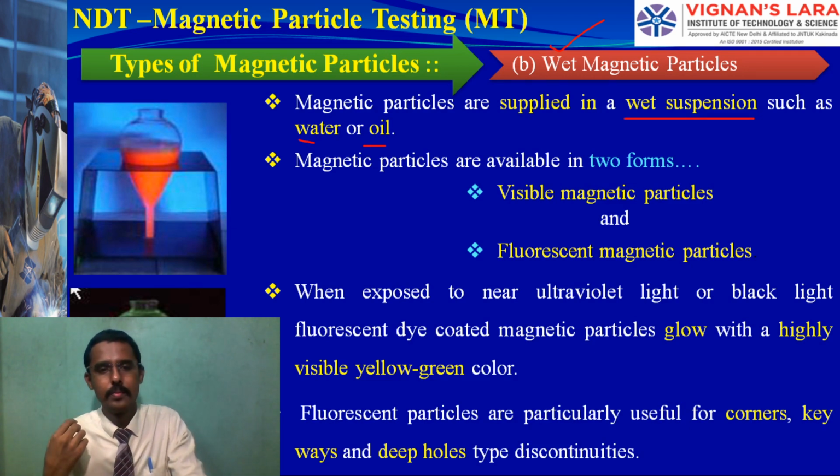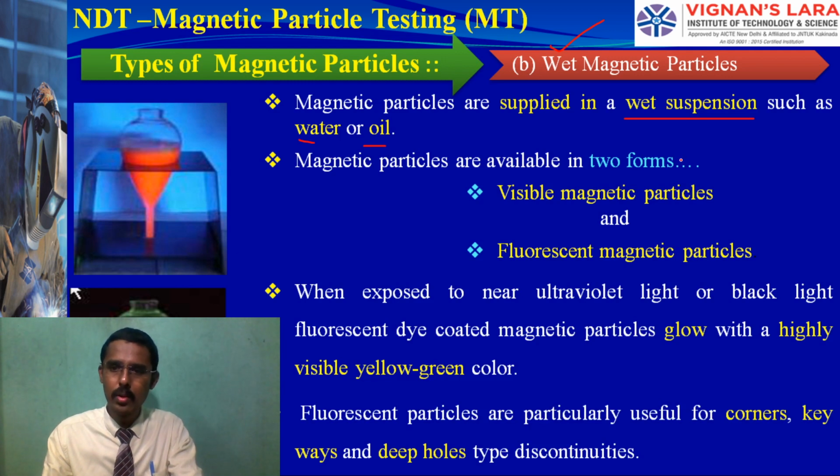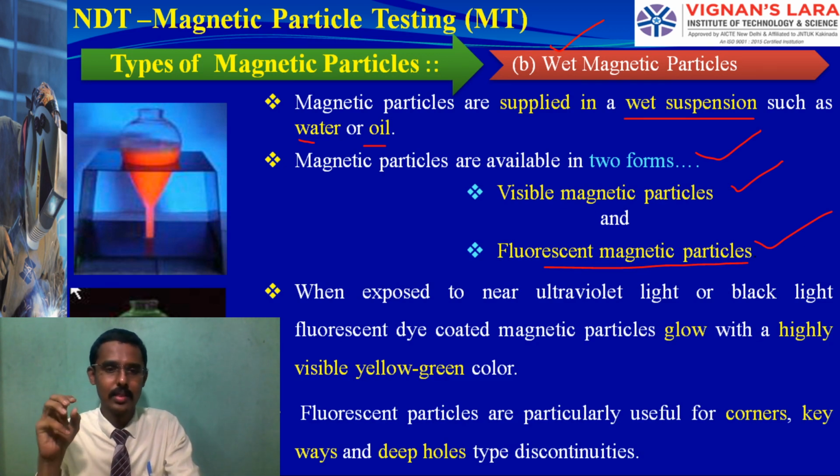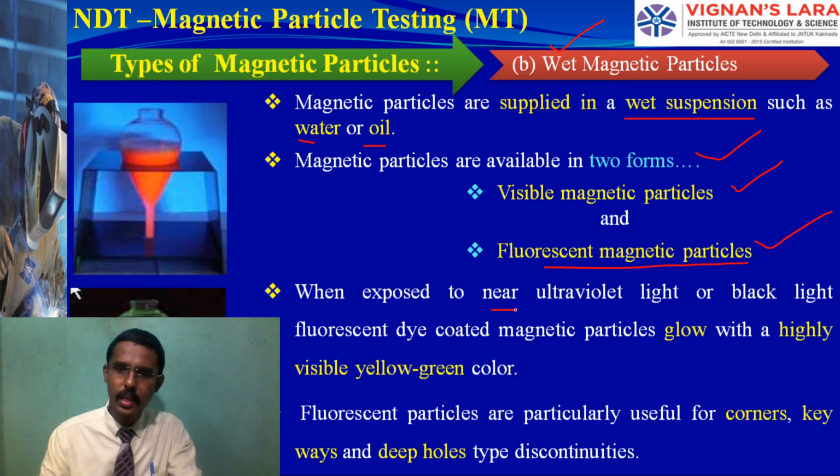Magnetic particles are available in two forms: the normal visible magnetic particles, or the fluorescent magnetic particles. The fluorescent magnetic particles can be inspected through black light, which is UV light. They use that to identify fluorescence, and a green color will be visible. When exposed to near ultraviolet light, otherwise called black light, fluorescent dye coated magnetic particles glow with a highly visible yellow-green color.